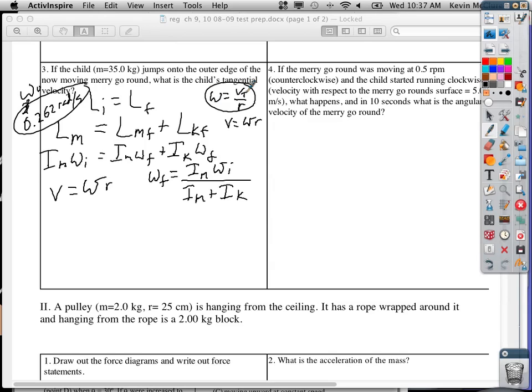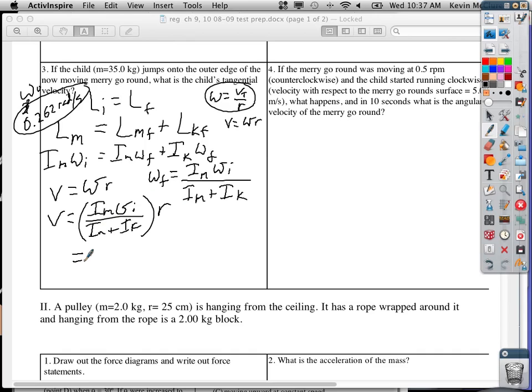They didn't ask for omega. But everything we have is in omega right now. So how do we get from omega to v? It's through r. Remember that? Theta was x over r. Omega was v over r. Alpha was a over r. Okay, and so at this point, all I have to do is say v is going to be equal to Im omega initial over Im plus Ik times r. And that will give me my final answer.